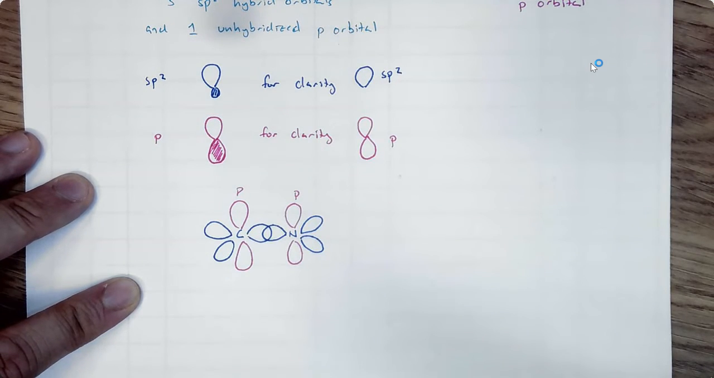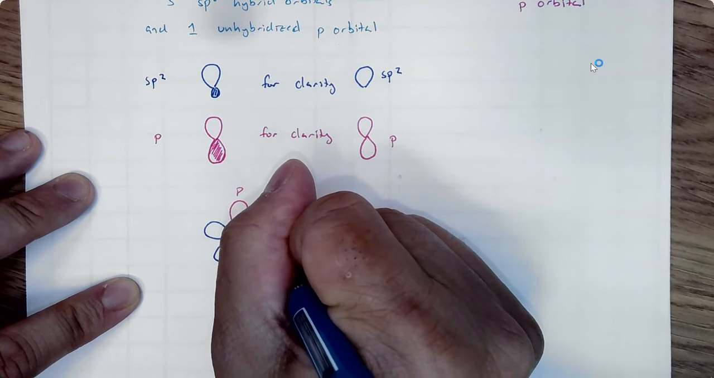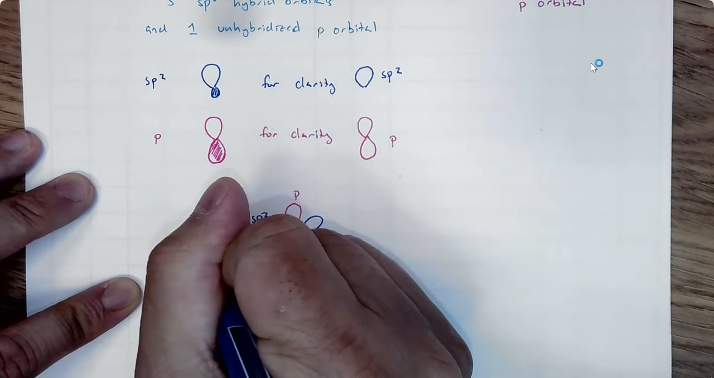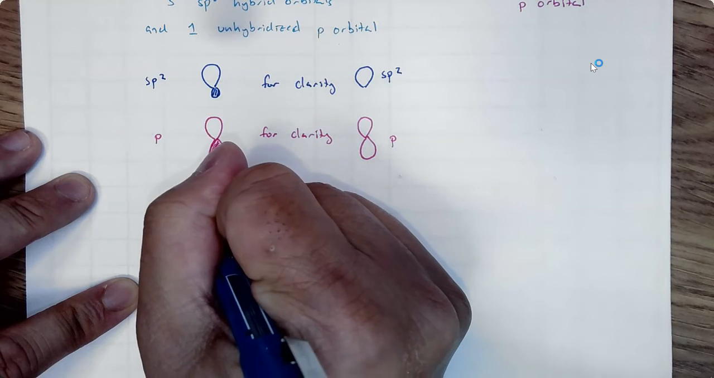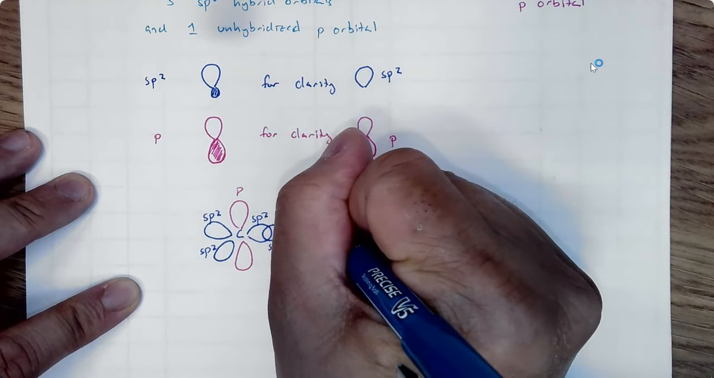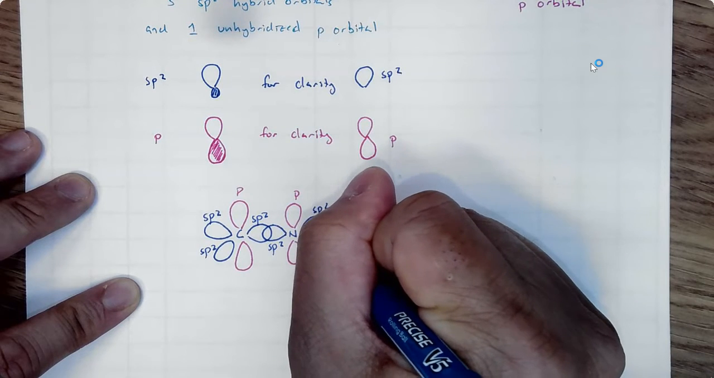If I want to label one orbital one name, then I have to label this sp2, this sp2. Label this one sp2, this one sp2. This one up here, sp2, this one down here, sp2. Okay?